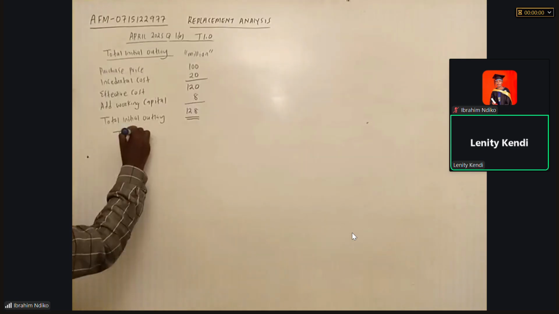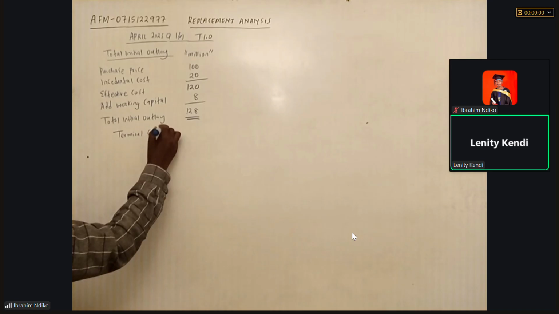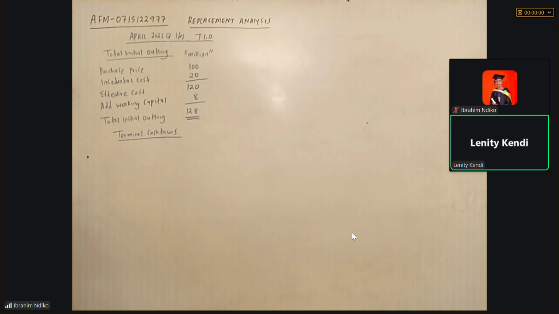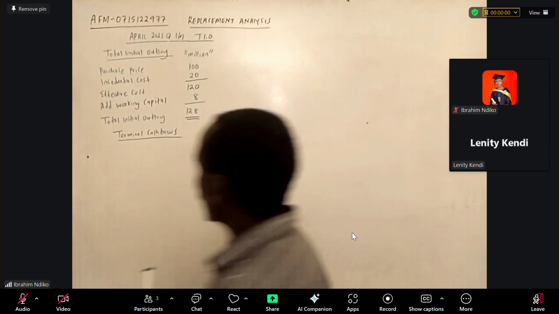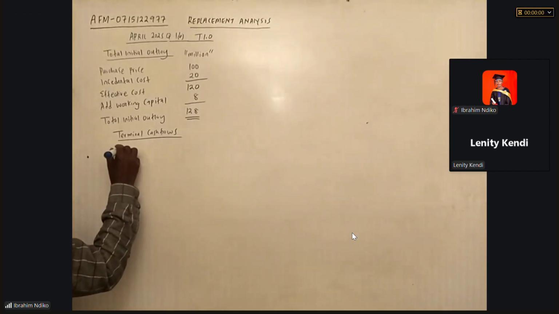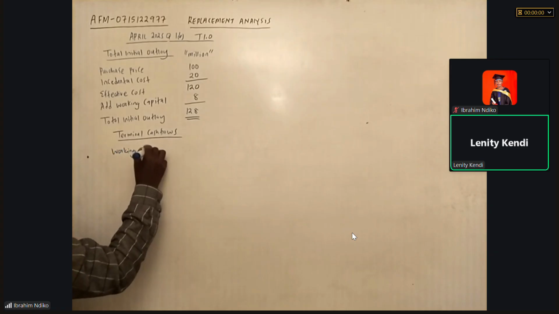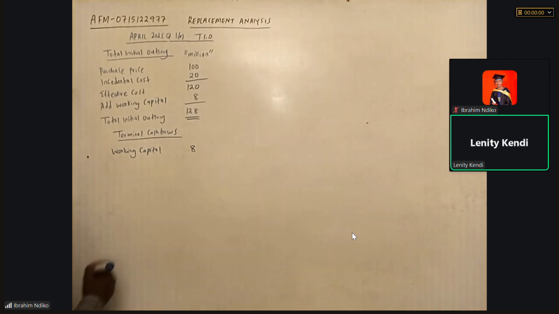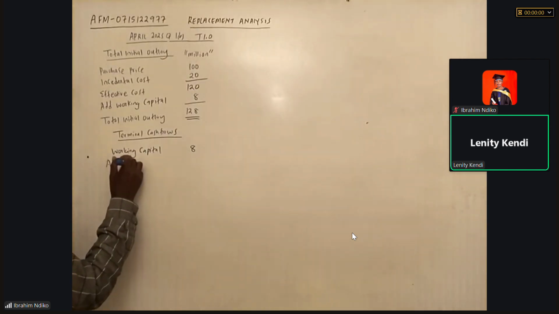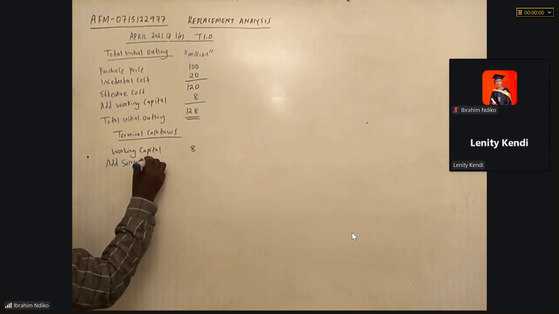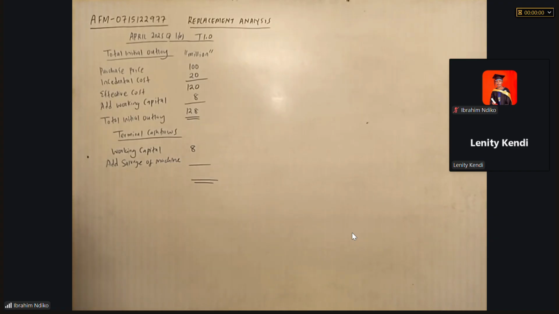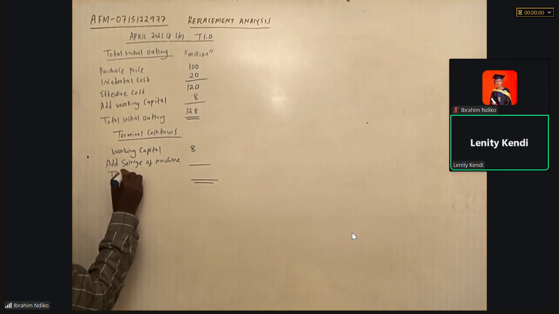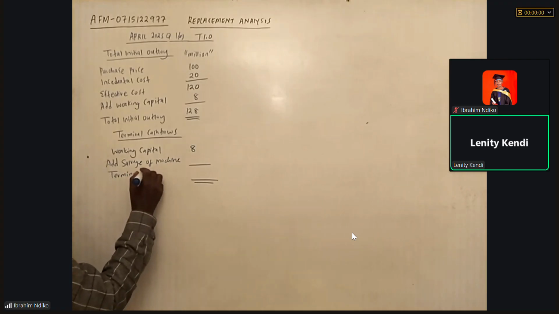Number 2, we are going to determine terminal cash flow. So in our terminal cash flow, we start with the working capital, which we have here. Working capital we have 8 million. Then we add salvage value of the machine. Now hii itakuwa tu hii peke yake because we are not replacing, so we do not need the salvage value of the old machine. Itakuwa tu the salvage value of the new machine.